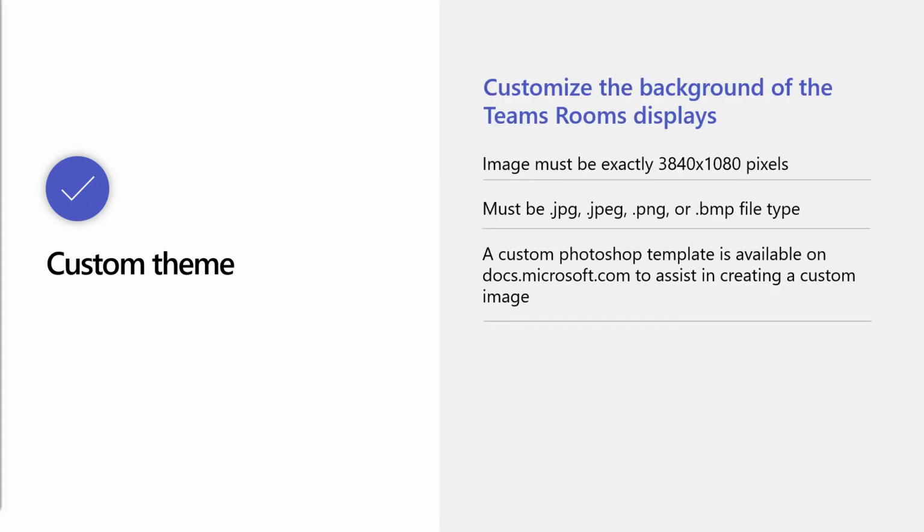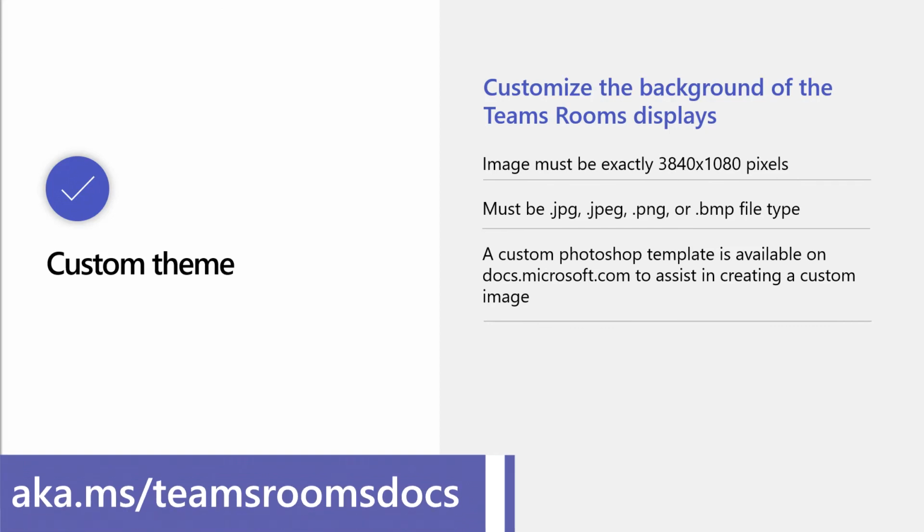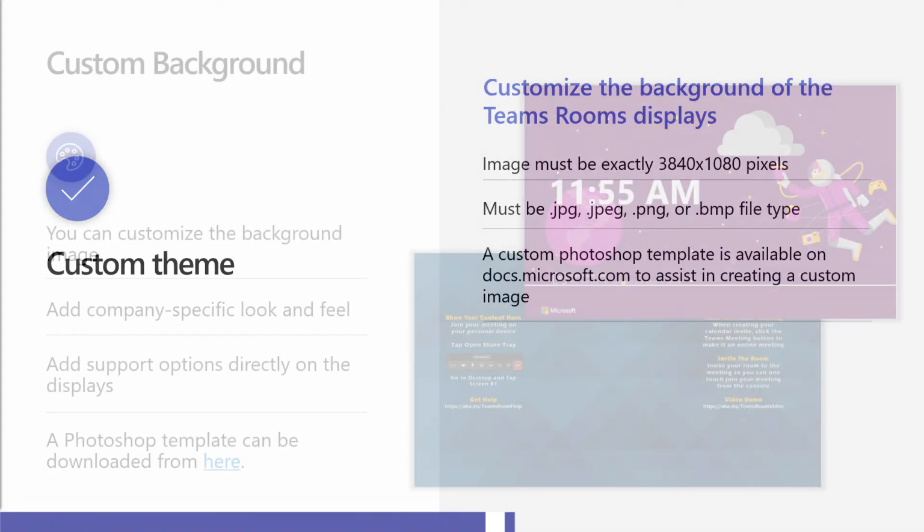One of the most requested features is the ability to have your own custom background on the front of room displays in Teams Rooms, and that is handled by the Skype settings XML file. There are some requirements for the image, so it must be exactly 3840 by 1080, and a few specific file types as well. Again, on docs.microsoft.com in the Teams Rooms area, there's a custom Photoshop template that you can use to start designing your own custom backdrops.